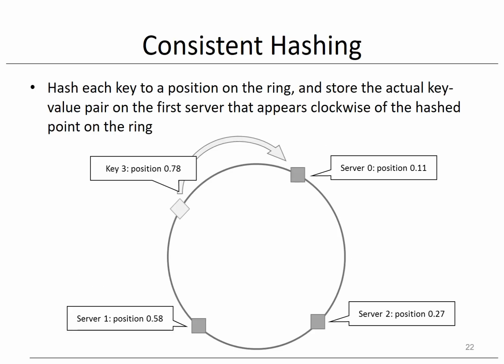To distribute the keys, we follow a similar mechanism where we first hash each key to a position on the ring and store the actual key value pair on the first server that appears clockwise of the hashed point on the ring. For instance, for key 3, we obtain a position of 0.78, which ends up being stored on server 0.